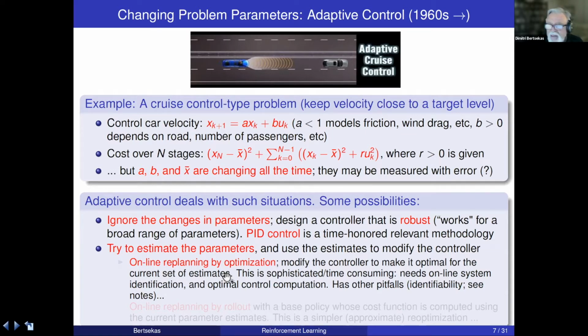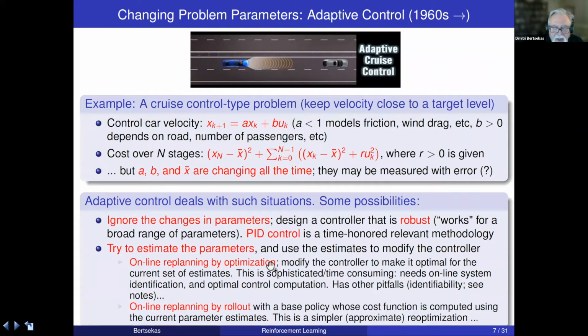Now, this means that every time the parameters change, or the estimates change, you have to re-optimize the system. And that can be very time-consuming. It requires online system identification and optimal control computation. It has also some theoretical pitfalls that we're not going to get into. But generally speaking, this is not so easy to do.